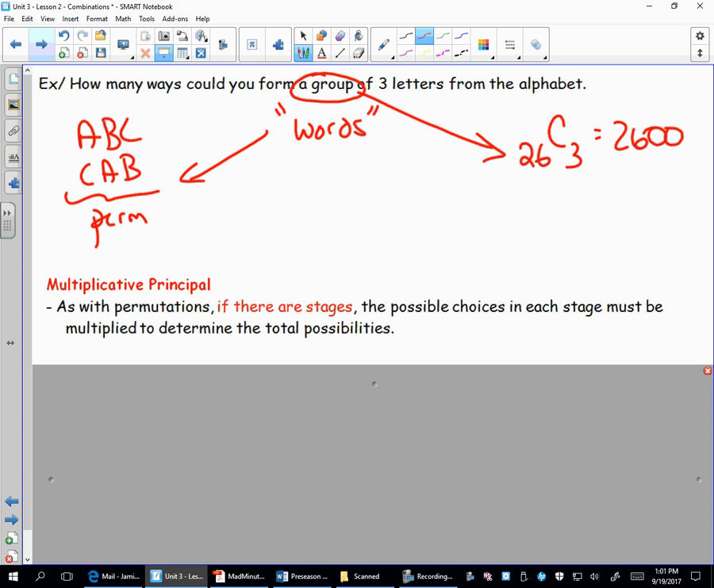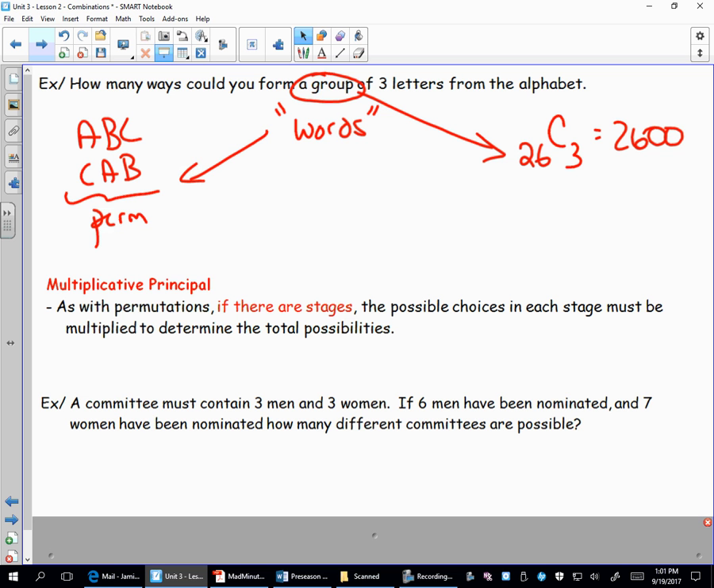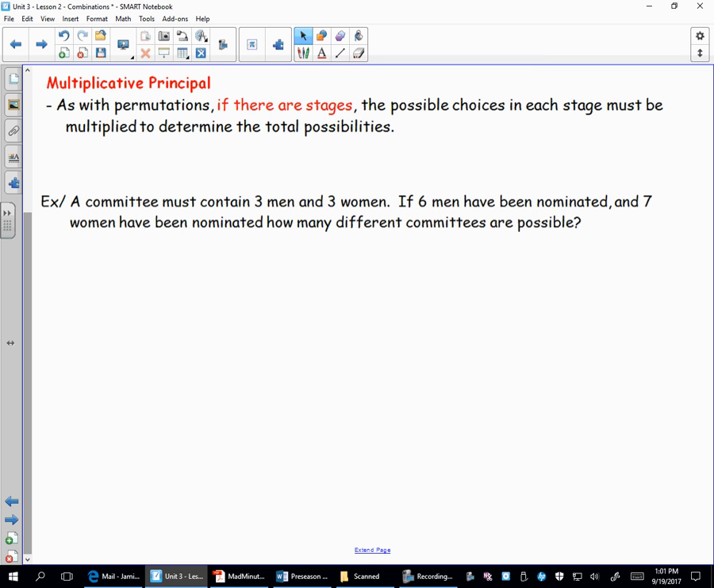Okay. I just want to point out that there are times where we can apply other counting techniques like the multiplicative principle. So if there's stages to your problem, you might have to do a combination followed by another combination. For example, we have a committee formed with 3 men and 3 women. We have 6 men that have been nominated and 7 women that have been nominated. How many different committees are possible?